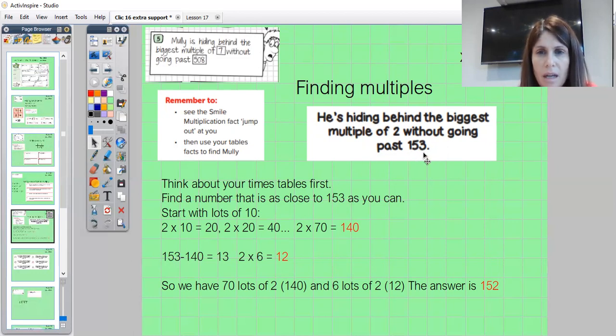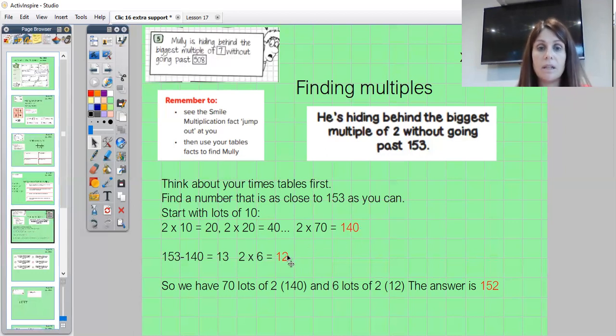So I'm going to pause there at that one, but when I take that away from my original number, my number was 153. If I take that chunk of 140 away, look, I'm left with 13. So I'm looking at multiples of 2. So I have to say, right, can I get any more lots of 2 out of that number 13? And yes, of course I can, because 2 times 6 is 12. So I've put them in red here just to help you look. 2 times 70 is 140. 2 times 6 is 12, and if I add those two together, I get 152.